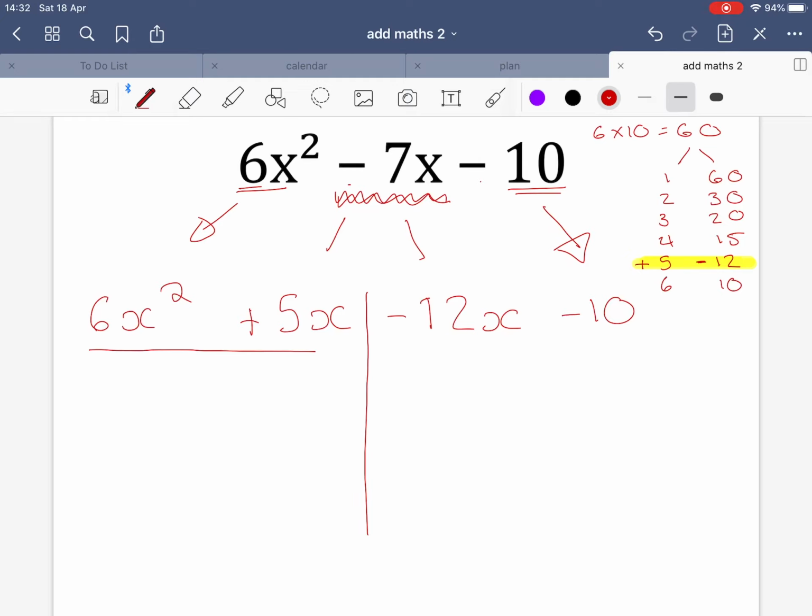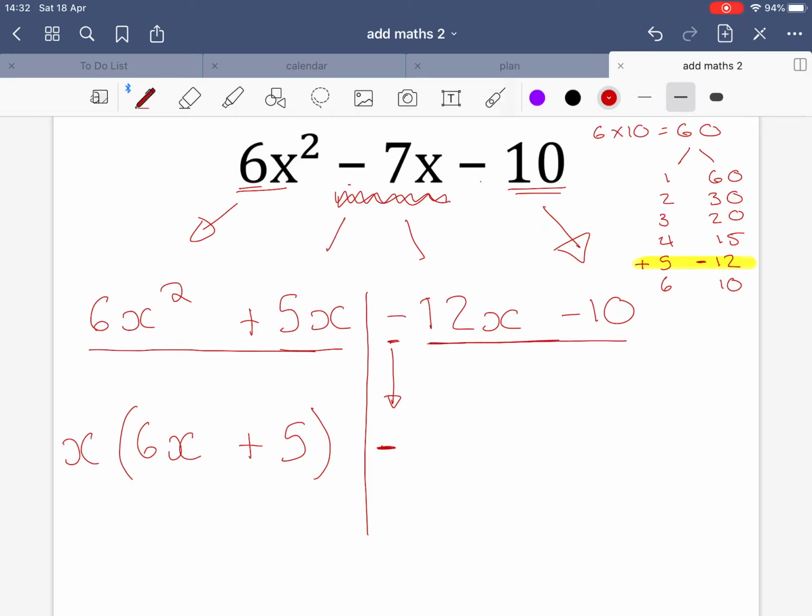So what goes into 6x squared and 5x? There's just an x. So x times what is 6x squared? I need a 6 and an x to make 6x squared. X times what is 5x? So I would just need plus 5. I need to bring this minus straight down.